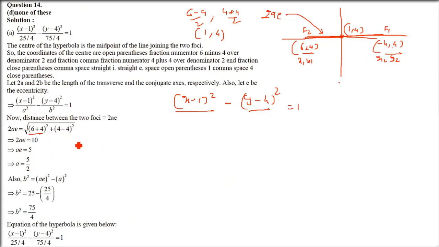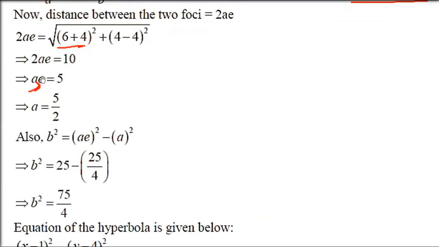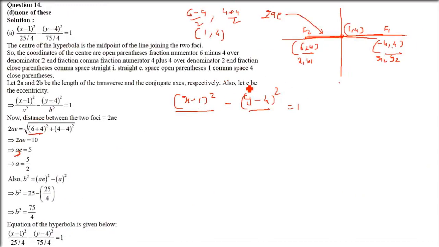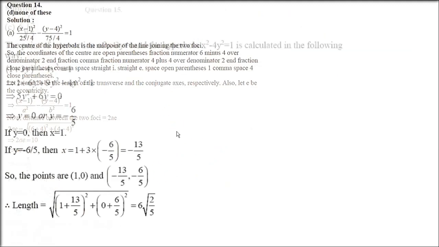So what is ae? ae is 5. But in the question, eccentricity is already given. e is given as 2. So 2ae is 10, e is given as 2. So a becomes 5 by 2. Now you already know the relationship, b square equals (ae) whole square minus a square. So b square will be ae is 5, whole square, minus a square, a is 5 by 2, so a square is 25 by 4. So b square is 75 by 4. So this is the final equation. So A is the correct option here.